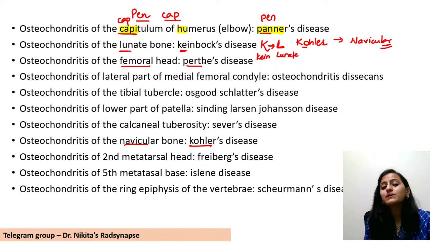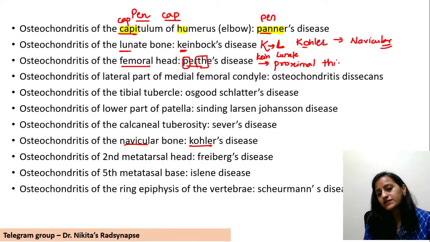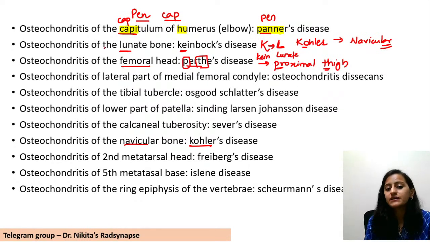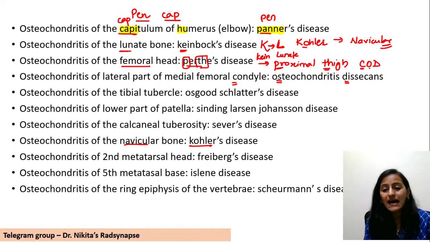Femoral head is your Perthes disease. Remember Perthes, PTH, that is basically your proximal thigh. Proximal thigh is your femur head. Osteochondritis dissecans is basically in your femoral condyle. It is seen in the knee. Remember, condyle is COD, cash on delivery, condyle. Which condyle? The medial femoral condyle basically, and the lateral part.